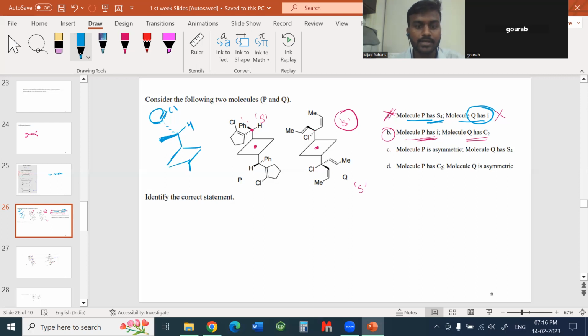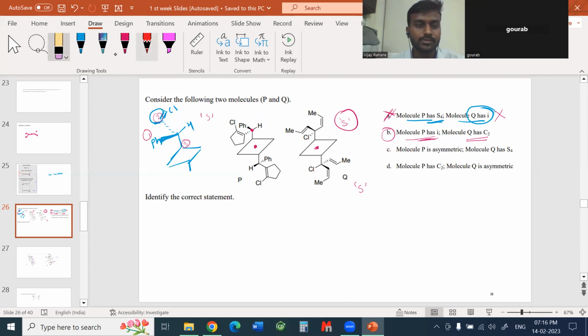Now we are able to see. If here is the phenyl ring, here we will give the numbering. This phenyl ring is 1, this one is 2, and this one is the third. And if you see from this side, 1, 2, 3, it's R, it changes to S. So this has the S configuration, right?